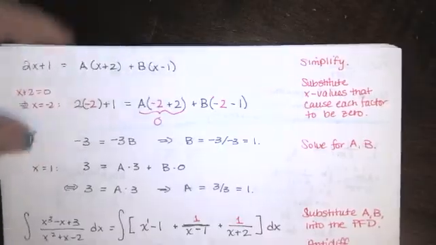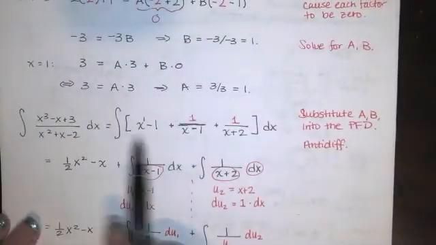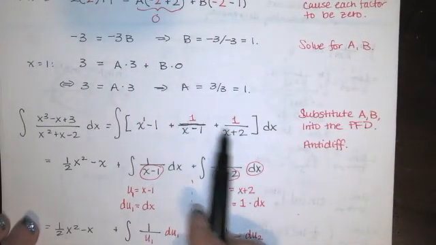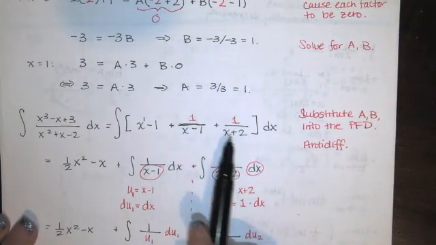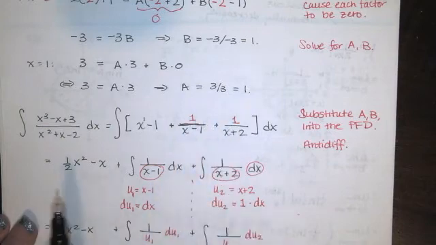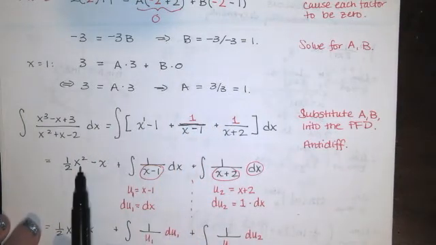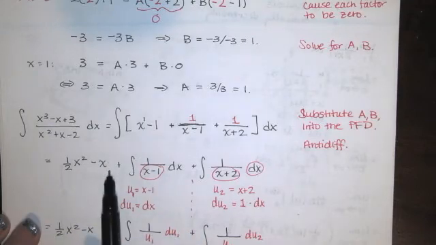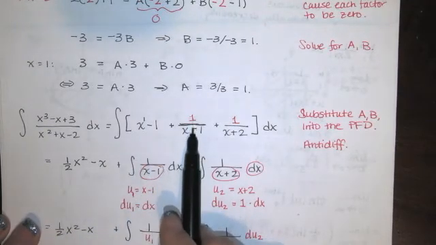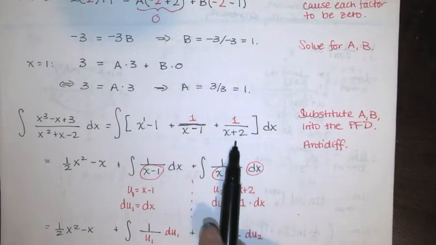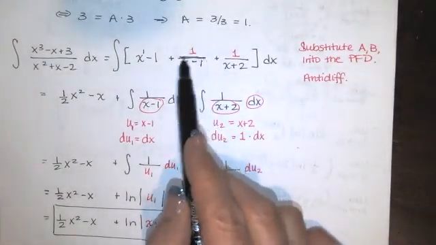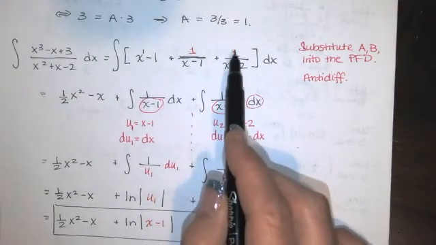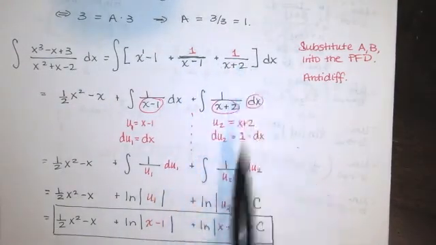Now, once you have your a and b, you substitute those into the form of the partial fraction decomposition. It was a over x minus 1 plus b over x plus 2. I just sub in the a equals 1 and the b equals 1, and we antidifferentiate. We have a power rule, the antiderivative of a constant with respect to x here. This is a very simple u sub, and that's a very simple u sub. Notice that we ended up with just natural log of the absolute value of x minus 1 here, and the natural log of the absolute value of x plus 2 here.